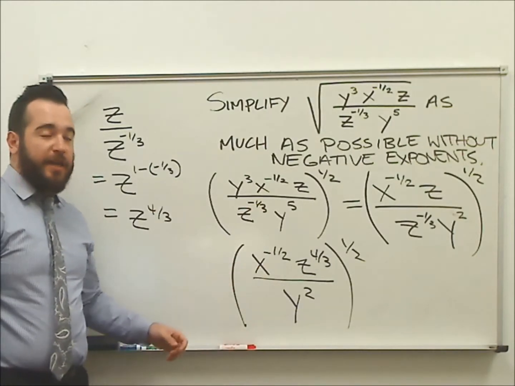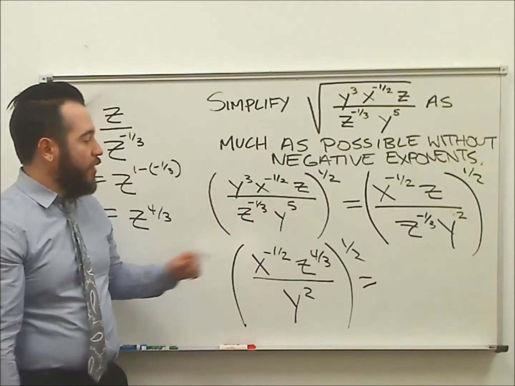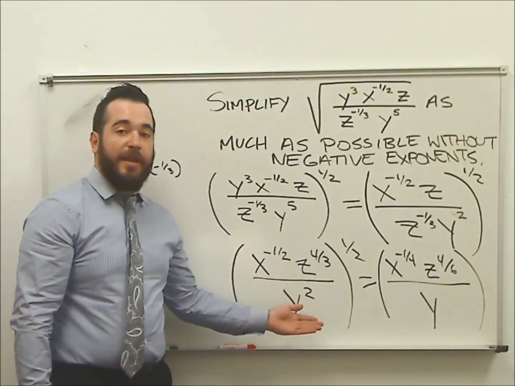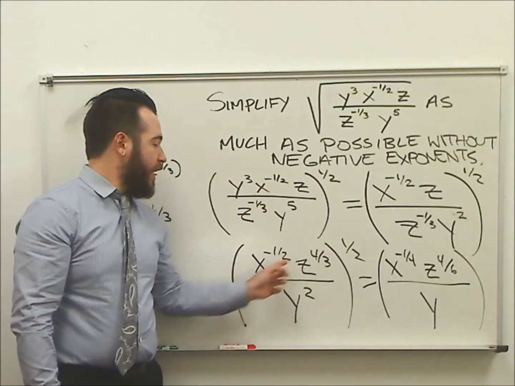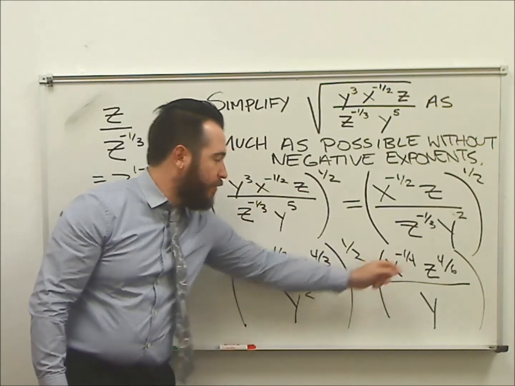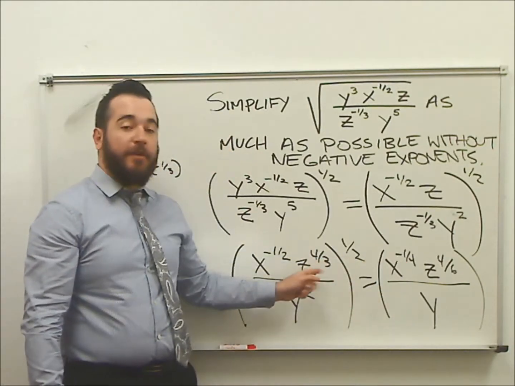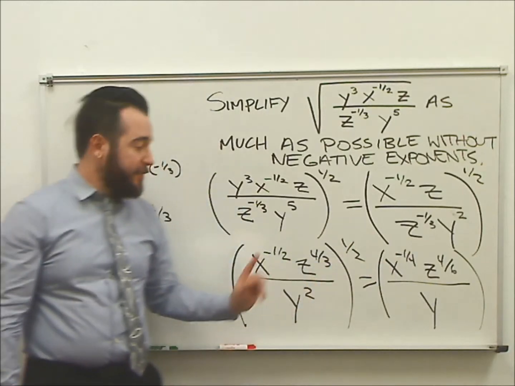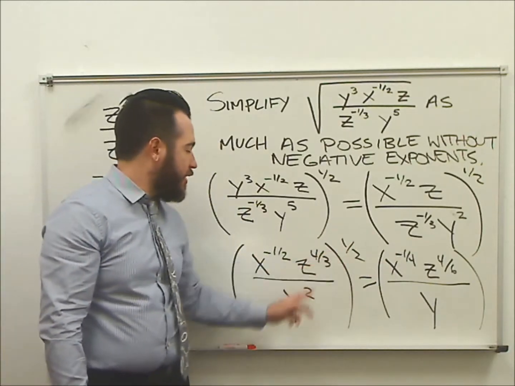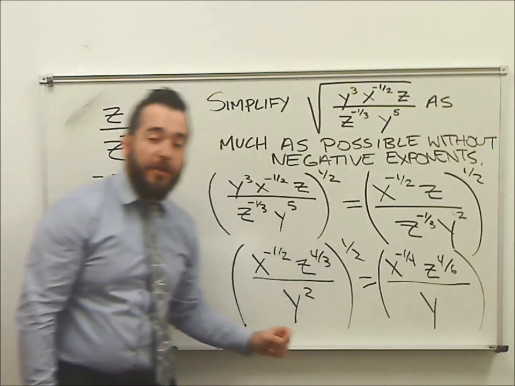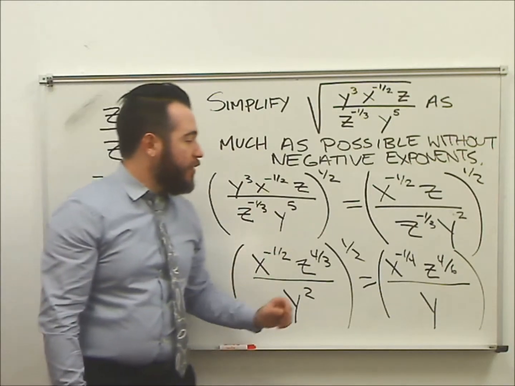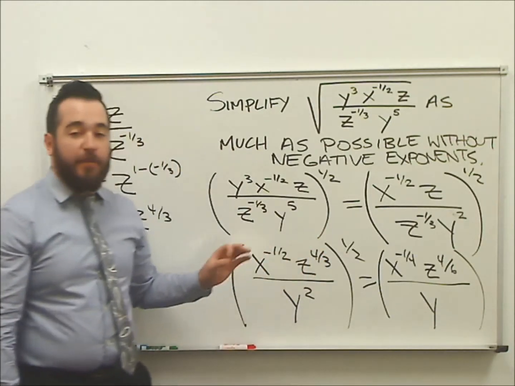Let's apply that exponent. When we take everything to the 1/2, we get that expression right there. 1/2 times negative 1/2 is negative 1/4. 1/2 times 4/3 is 4/6. And then 1/2 times 2 is just 1. So we're left with x to the negative 1/4 times z to the 4/6 divided by y.